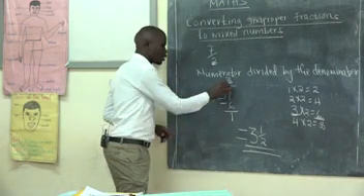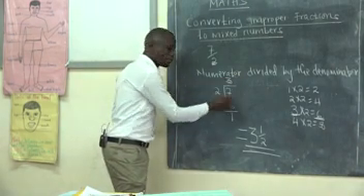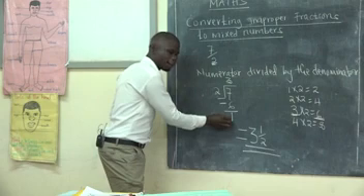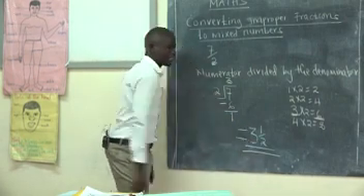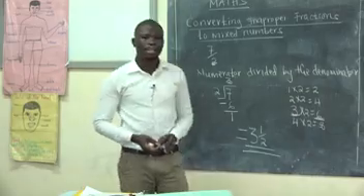Remember that the number you get here is what forms the whole number. The remainder forms the numerator, and the divisor forms the denominator. That has been our lesson today.